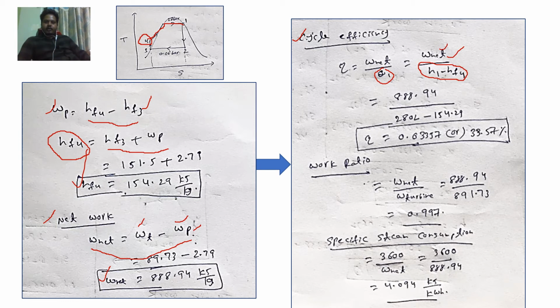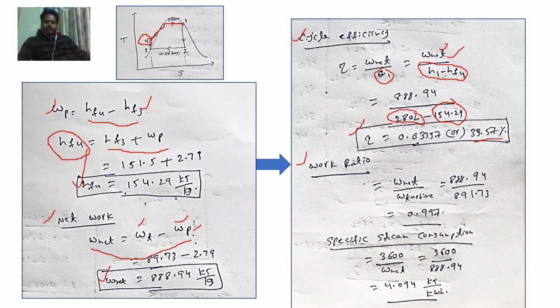Here we know the value of W net, and also we know the values of H1 and HF4. The H1 value we have taken from the steam table, and the HF4 value we just calculated. Just substitute all the values, and we will get the efficiency of the cycle, that is 33.57%.